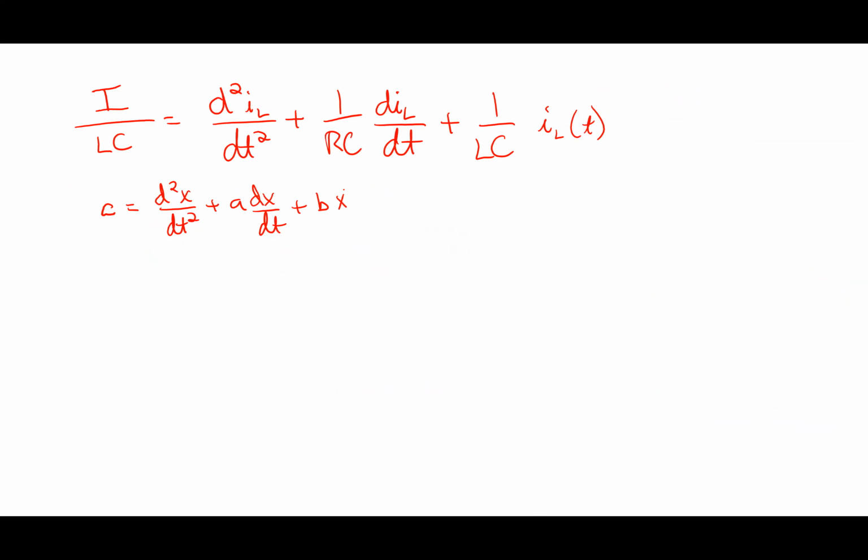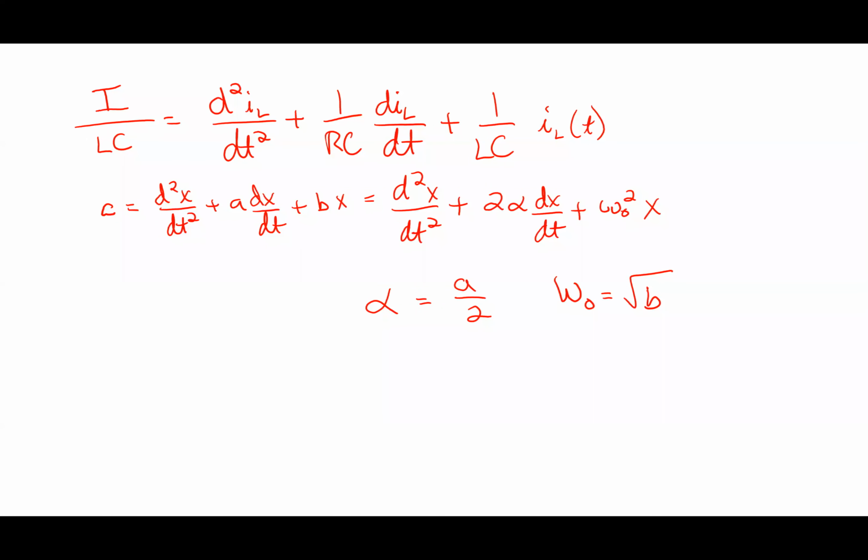To do that, we need to remember that this is really d squared x by dt squared plus 2 alpha dx by dt plus omega naught squared times x. This is in my summary notes, and it was there last time too. Alpha is a over 2, and omega naught is the square root of b. At that point I've got everything I need.